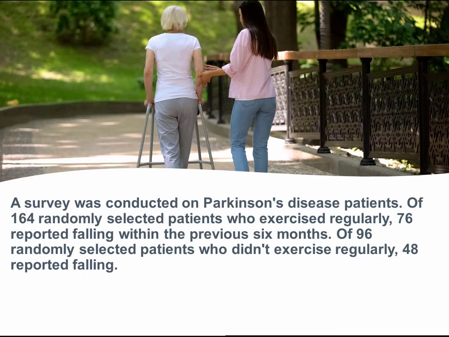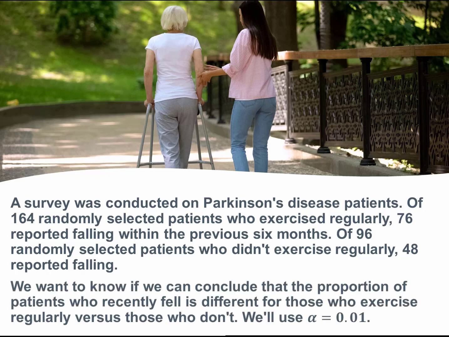A survey was conducted on Parkinson's disease patients. Of 164 randomly selected patients who regularly exercise, 76 reported falling within the previous 6 months. Of 96 randomly selected patients who didn't exercise regularly, 48 reported falling. We want to know if we can conclude that the proportion of patients who fell recently is different for those who exercise regularly versus those who don't. We'll use an alpha of 0.01.